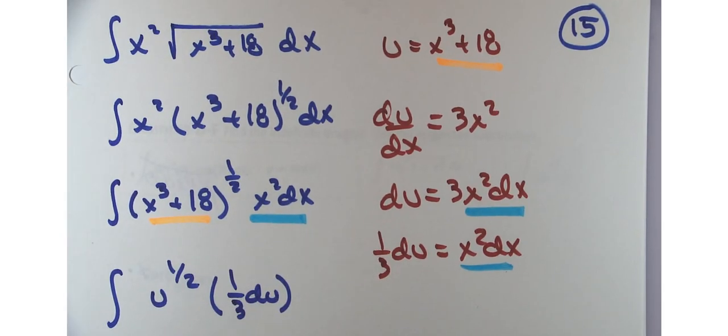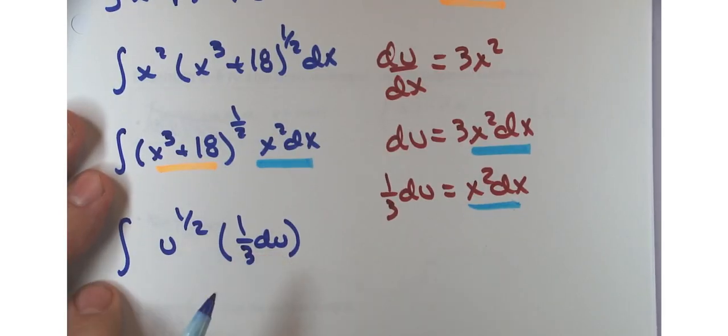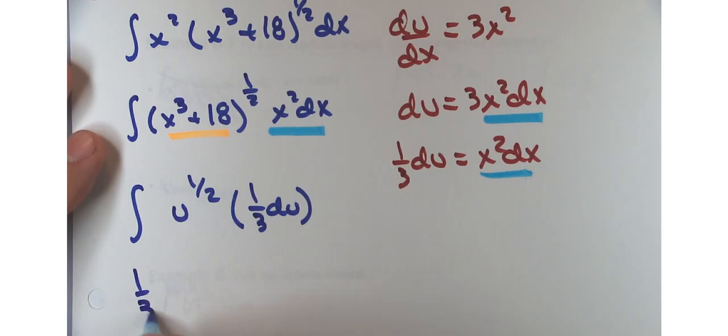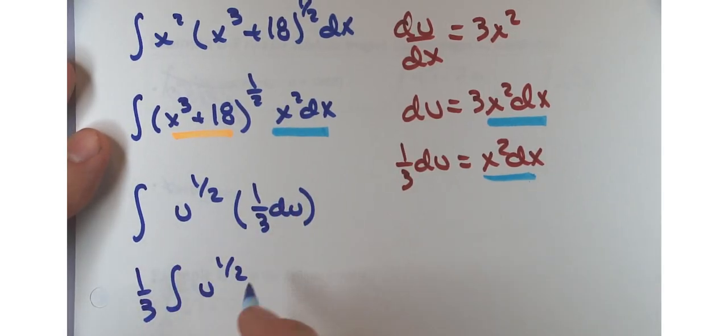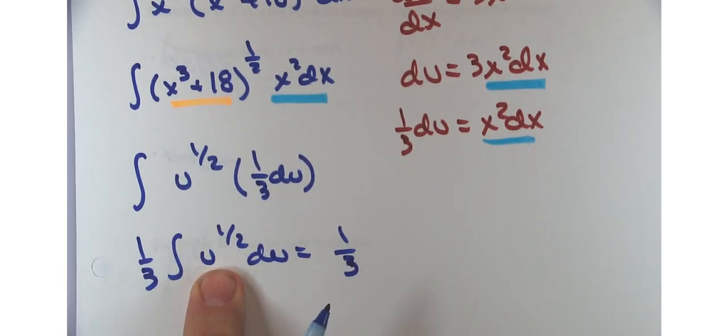Well, that's nice. Notice that I've got everything in terms of u. It's all defined in one variable. Let's bring that 1/3 out in front so I can concentrate on integrating u to the 1/2 du. So it's going to be 1/3. What's the integral of u to the 1/2 going to give me?